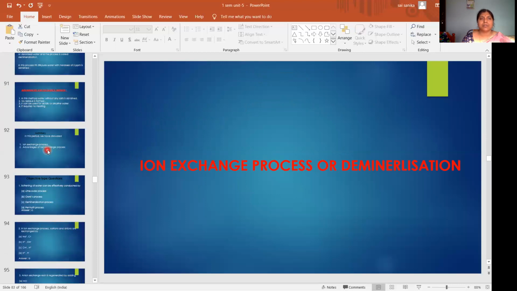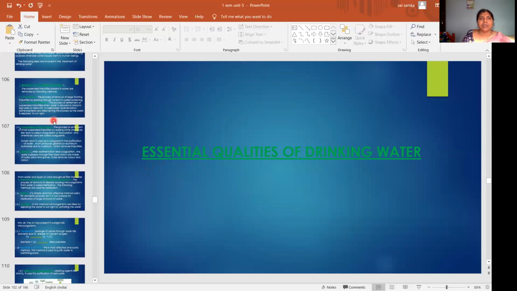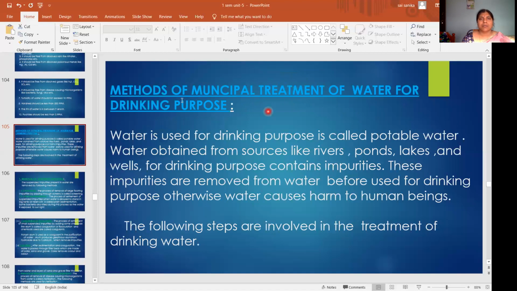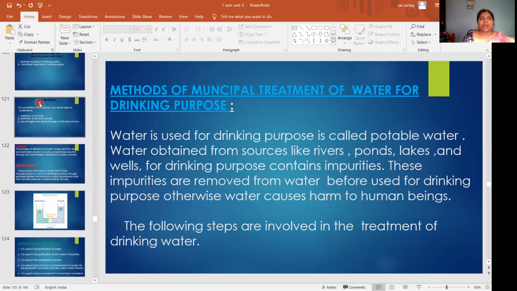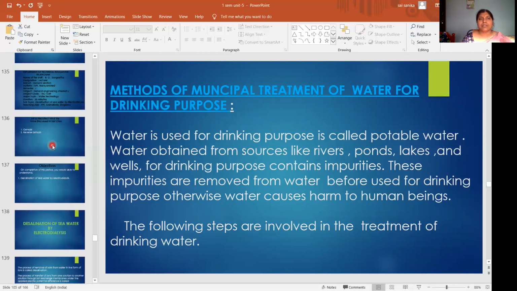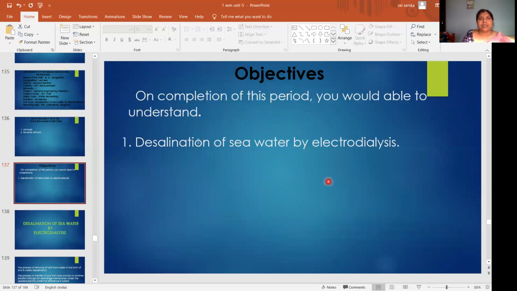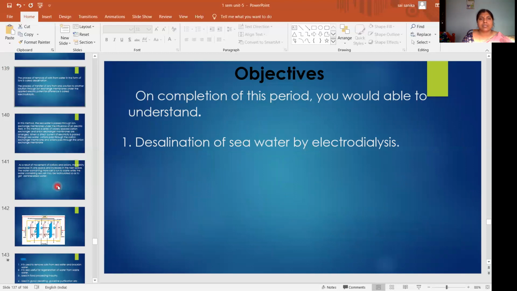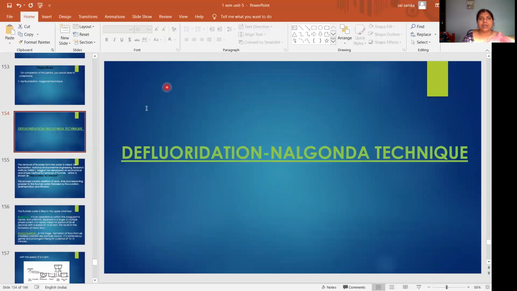Then municipal treatment of water for drinking purpose and essential qualities of drinking water we did in one class. Among these, the essential qualities of drinking water are very, very important. Then osmosis and reverse osmosis we did in one class. In the last class we did electrodialysis, desalination of seawater by electrodialysis. And today's class we did defluoridation, that is the Nalgonda technique.